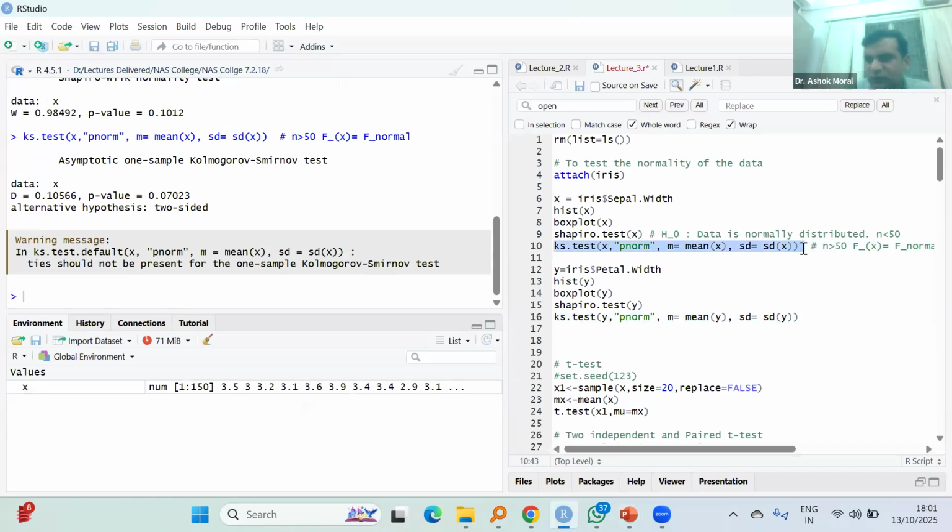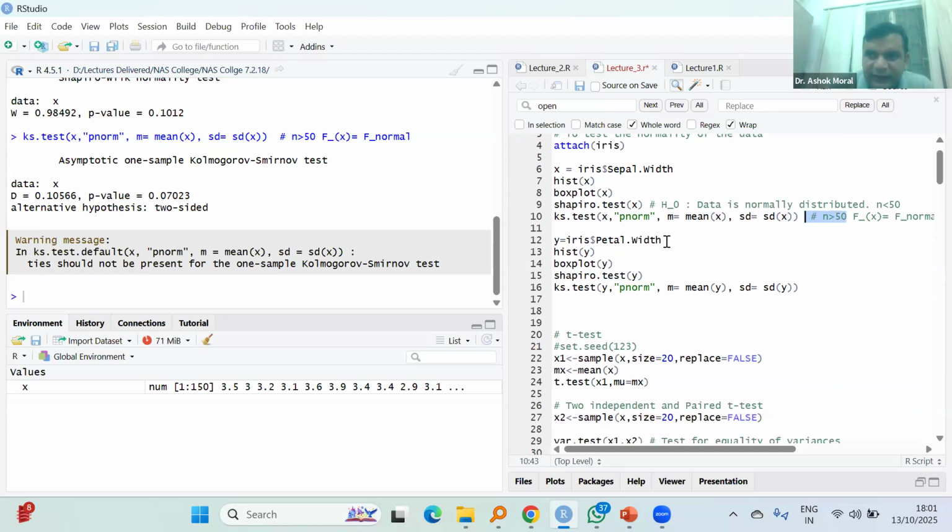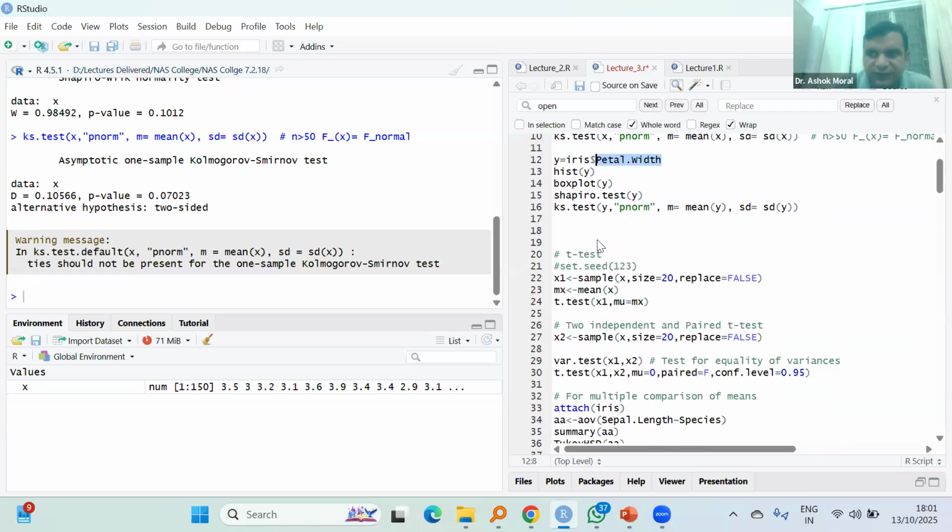Why on the basis of the KS test? Because the sample size in this particular case is greater than 50. That's why we have considered the KS test. If it is less than 50, then we can go for the Shapiro-Wilk test. Got it? Similarly, you can test the normality of the petal width just using the same procedure. So I'm not going to use this one.